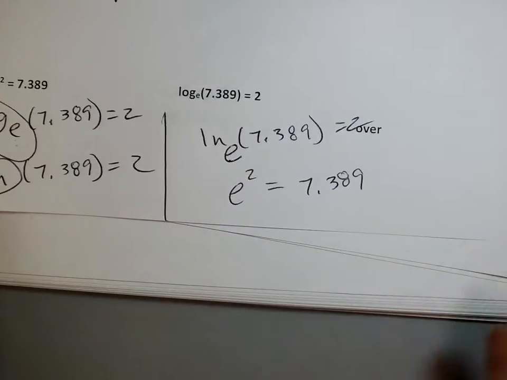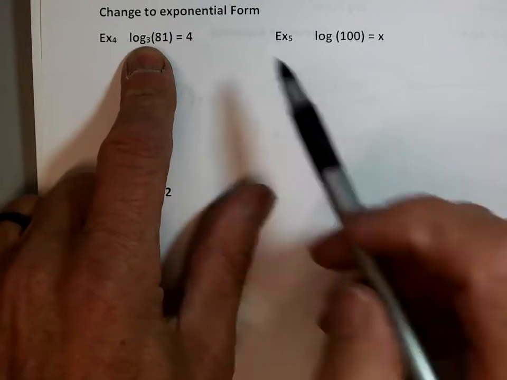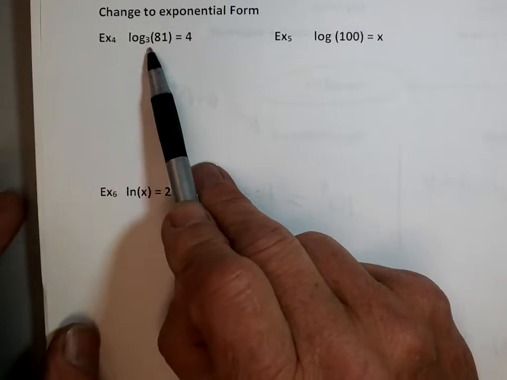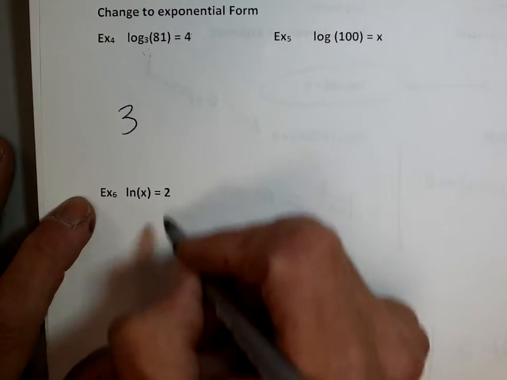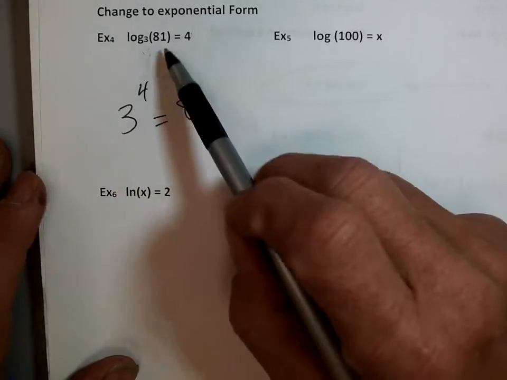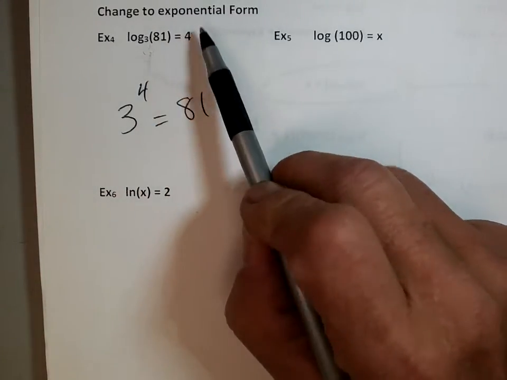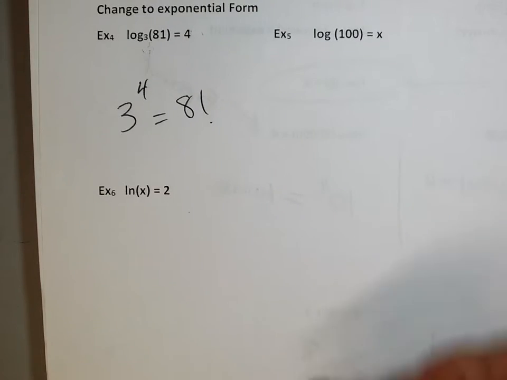Okay, guys, ready for me to turn the page? All right. Now, change to exponential form. So now we can do it just the opposite. Here's my base number. So we can go 3 to the 4th power equals 81. That's my base number. 3 to the 4th power equals 81. And that makes sense, because 3 times 3 is 9, times 3 is 27, times 3 is 81. So it really is 3 to the 4th is 81.